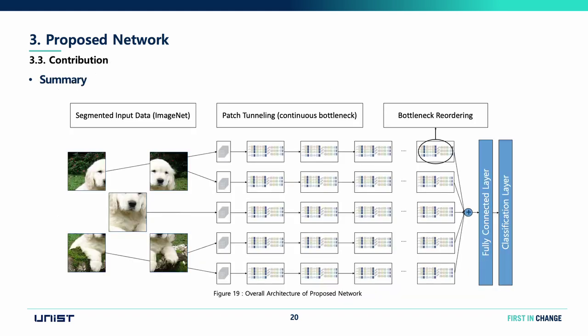So to sum up, we have 3 contributions, which are segmenting the input data, patch tunneling, and bottleneck reordering, which are made to save the peak memory and preserve the performance.